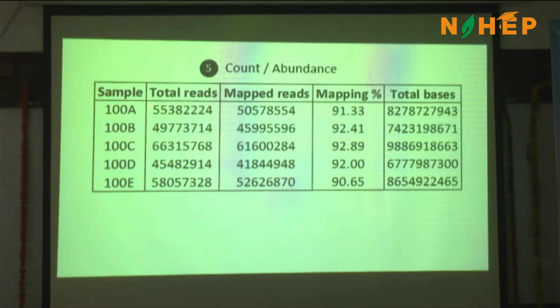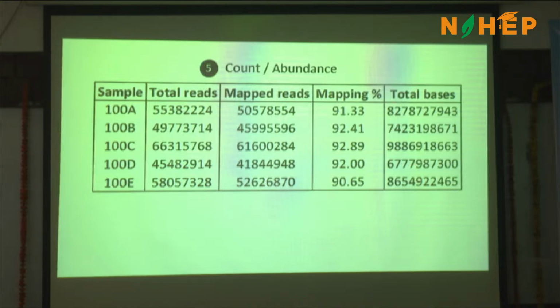So what they do in SqueezeMeta is that they count all the reads that you had in the sample, and then they count how many of those mapped to at least one contig that you had. And then it gives you the percentage of mapping, which is in here. It looks very good in here, and they also count the total bases.